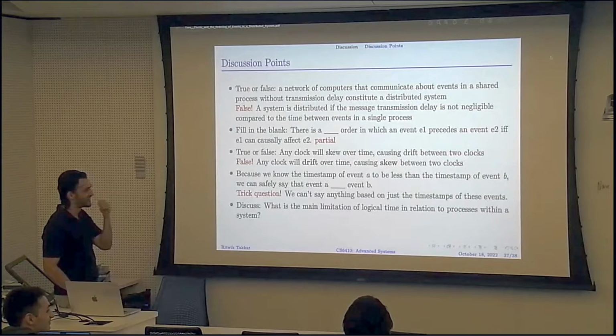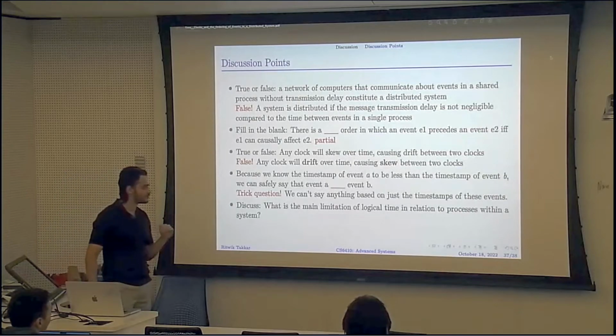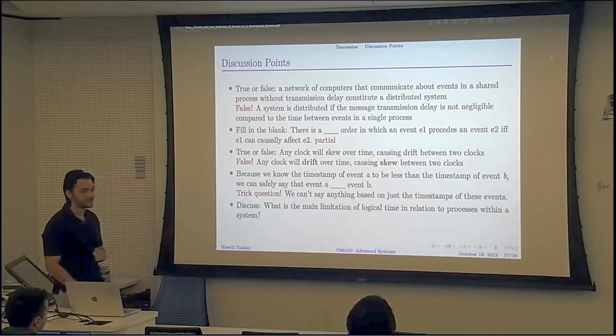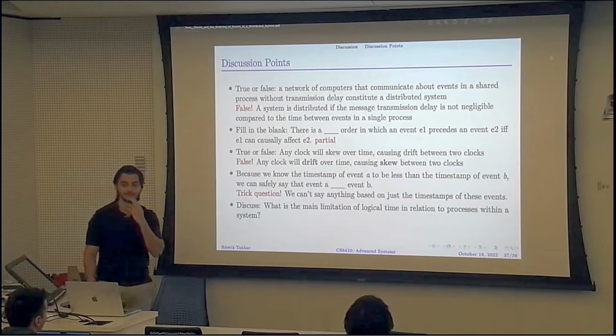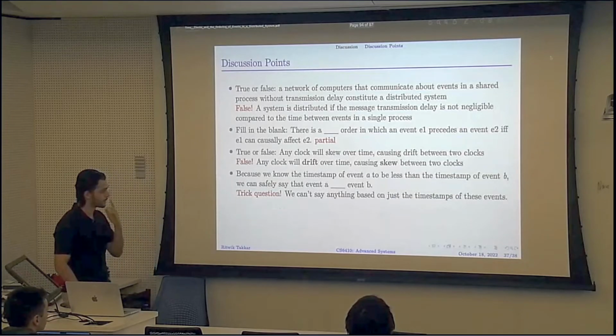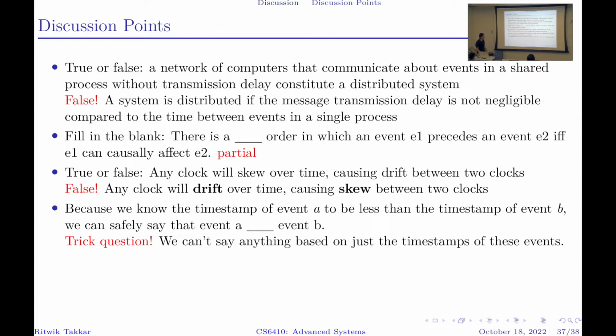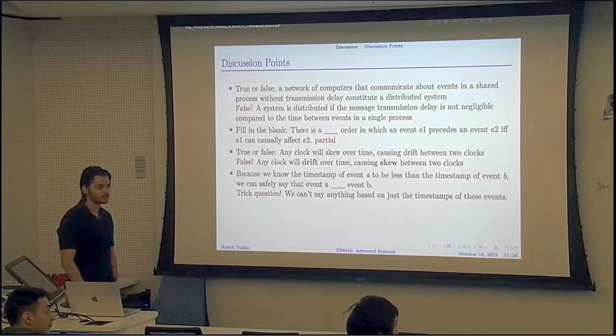Yeah. All right. So what's the main limitation of logical time in relation to processes within a system? I think this is opinion based. In the trick question, if the timestamp of event A is less than the timestamp of event B, we can say that it's not possible for event A to be affected by event B, right? Are you saying it's impossible for event A to be affected by event B? Yeah. How can you say that? It's true. Go ahead. I think it's true, what you're saying.